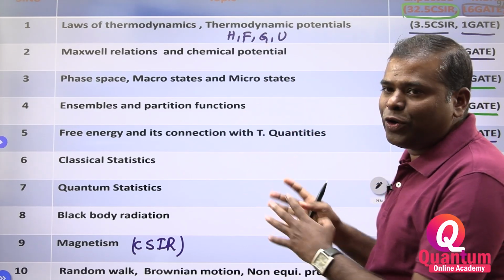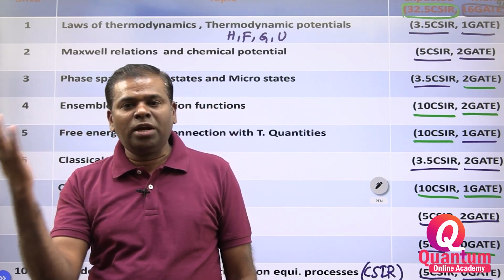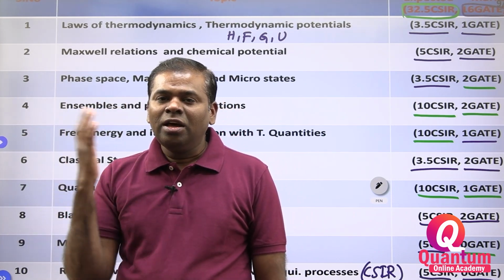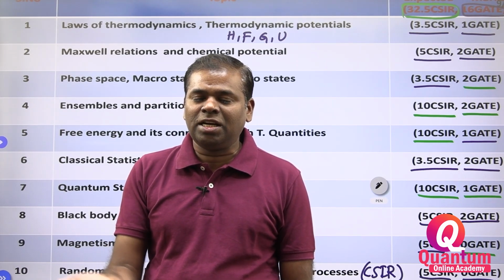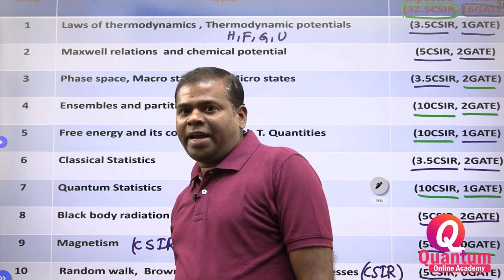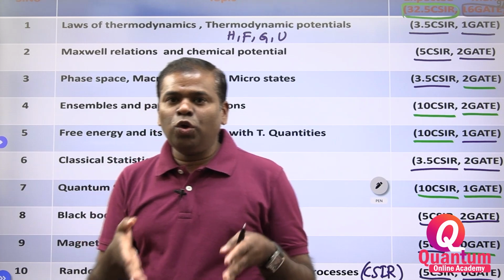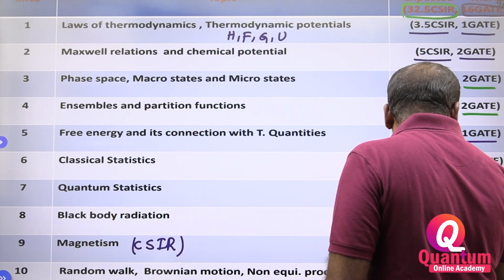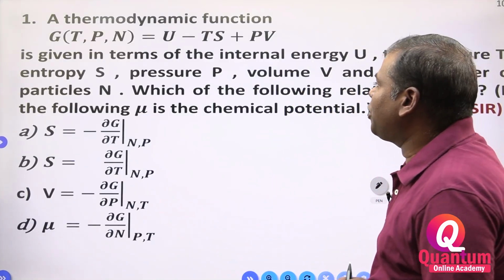I segregated the syllabus into 10 parts. From each and every part, I took one question from previous year questions, whatever was previously asked in the CSIR or GATE examination. From that, I segregated 10 questions that I am giving in this video. You will be able to get the idea of what the questions are and how we have to solve them. One question we will see. First one you have to see, from the first part.